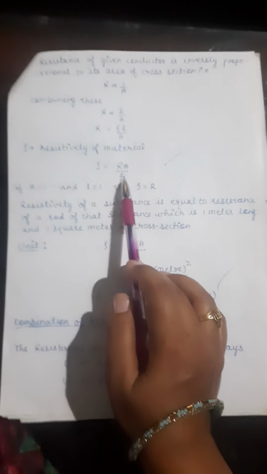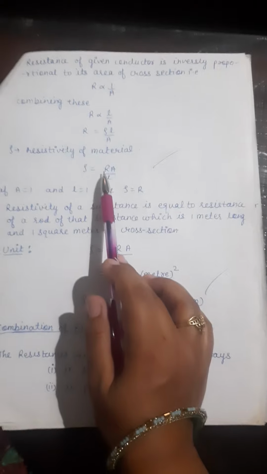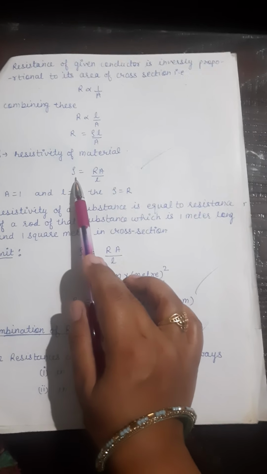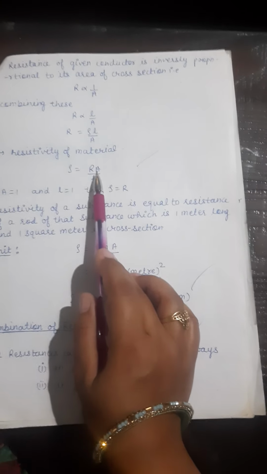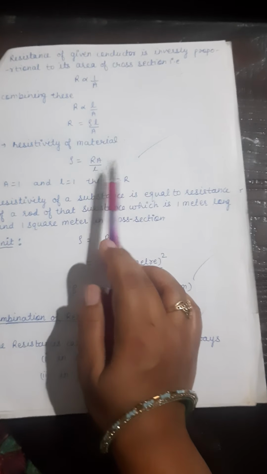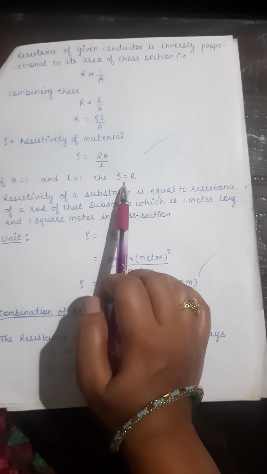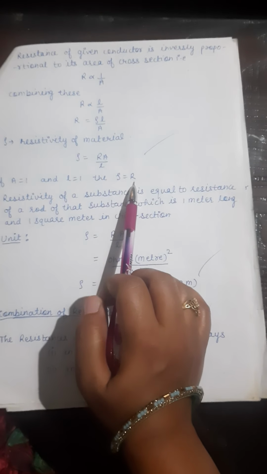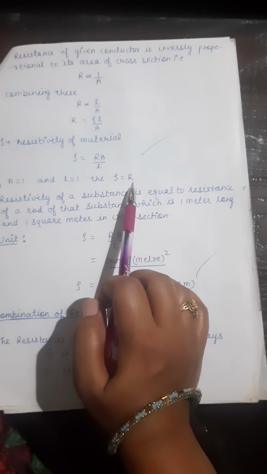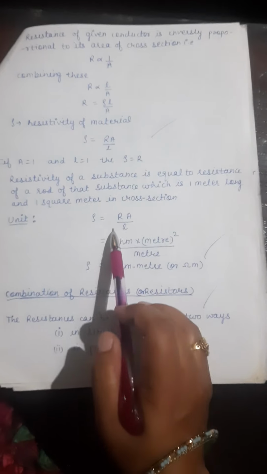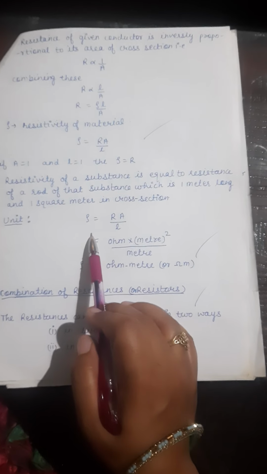Now we will calculate it mathematically. Suppose resistance is in terms of specific resistance. Specific resistance may be called resistivity. If you take the area of cross section as 1 meter square and the length of the conductor as 1 meter, then the resistivity equals R. That means the specific resistance or resistivity of a substance equals the resistance of a wire 1 meter long and 1 square meter in cross section. Here you can calculate the unit of resistivity.